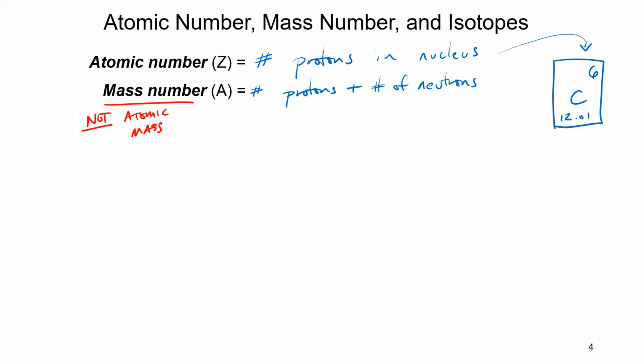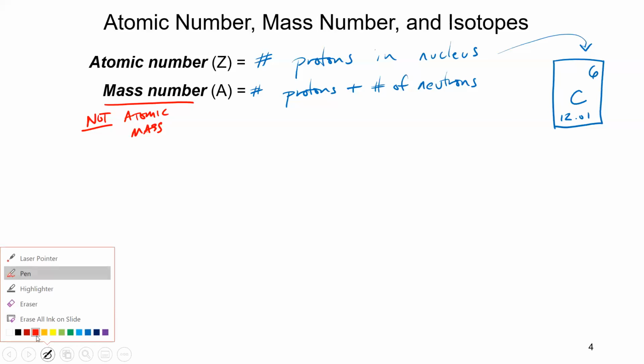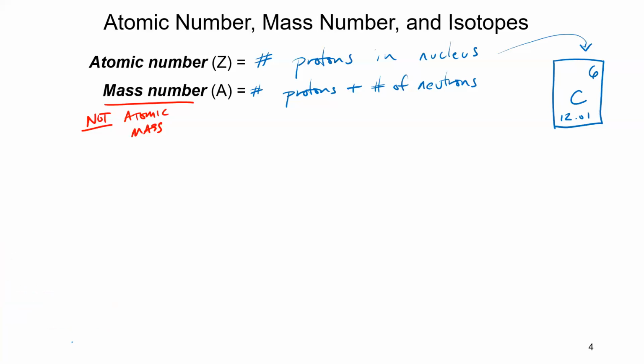Right? The mass number is just kind of a quick way for us to know how many subatomic particles are in the nucleus, right? It's kind of a quick and dirty way of thinking about the mass of a particular atom. Because we know that the number of protons is Z, we can also think about this mass number as being Z plus the number of neutrons. Right?